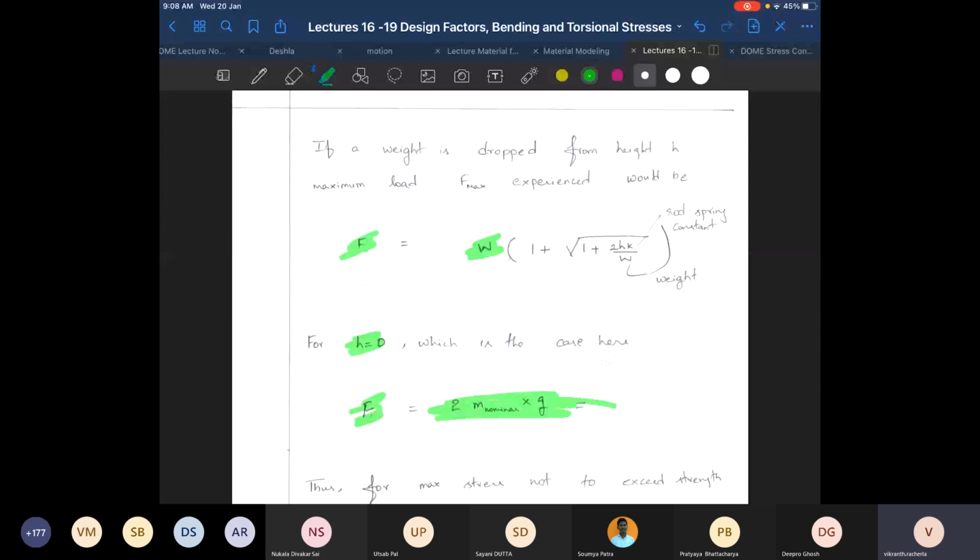So anytime you have an impact scenario, the force which will be applied will be at least twice the self weight of the mass which you are placing on the column.